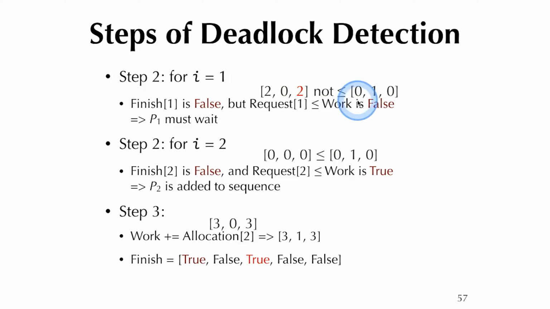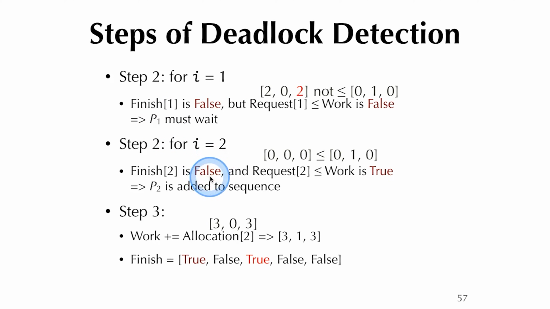Now for I equal 1, its request 202, is it less than or equal to what's available, 010? Well, no, so this is actually a copy of that, therefore that's work, right? So it's not less than or equal to, so that means we'll come back to this later. Now try I equal to 2.